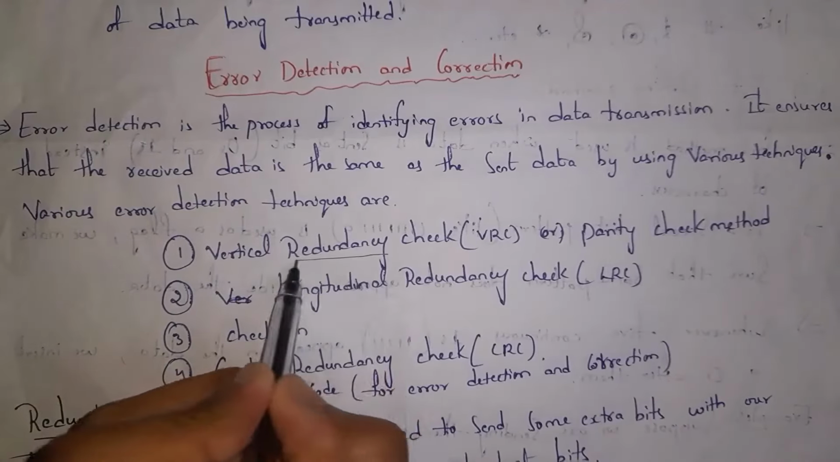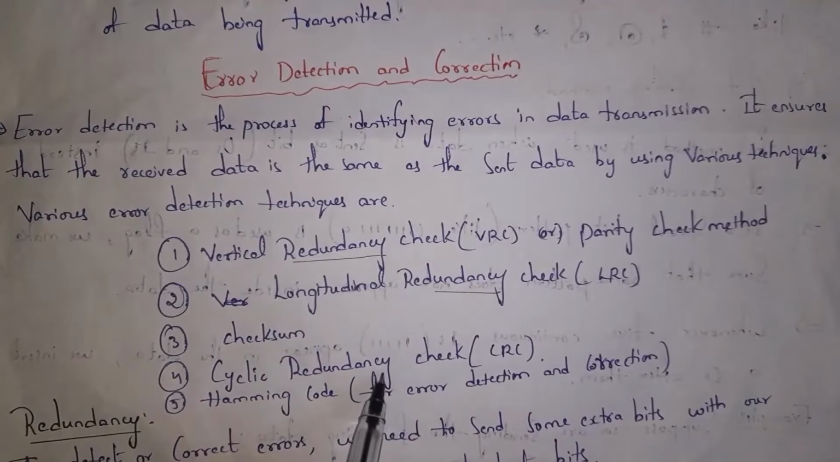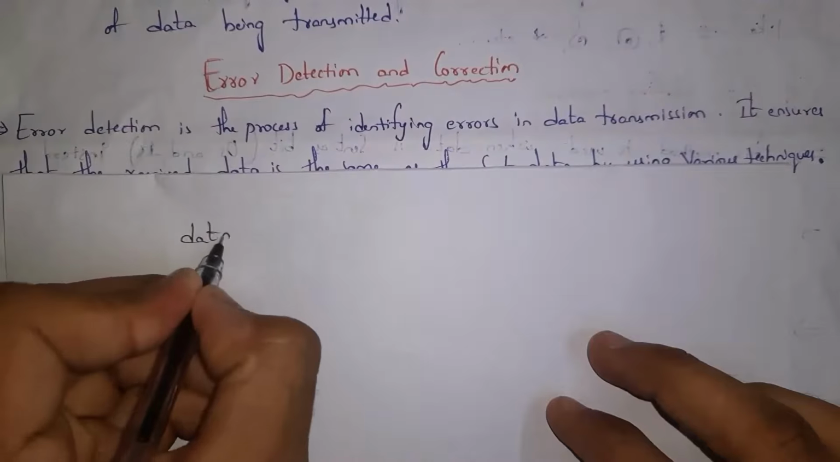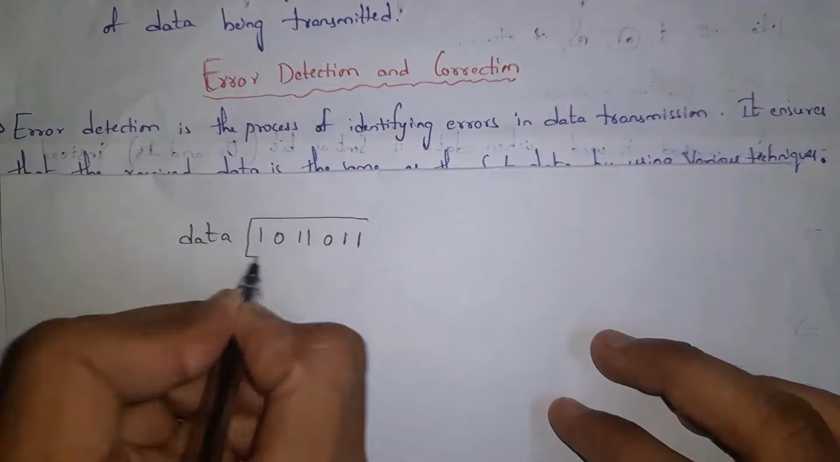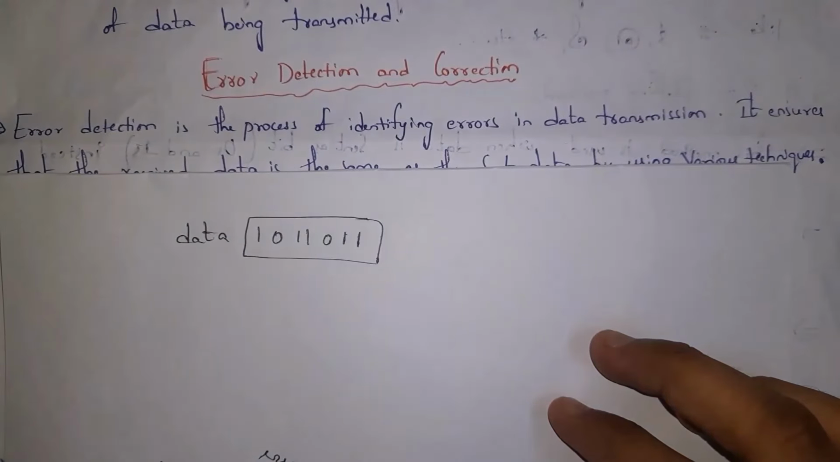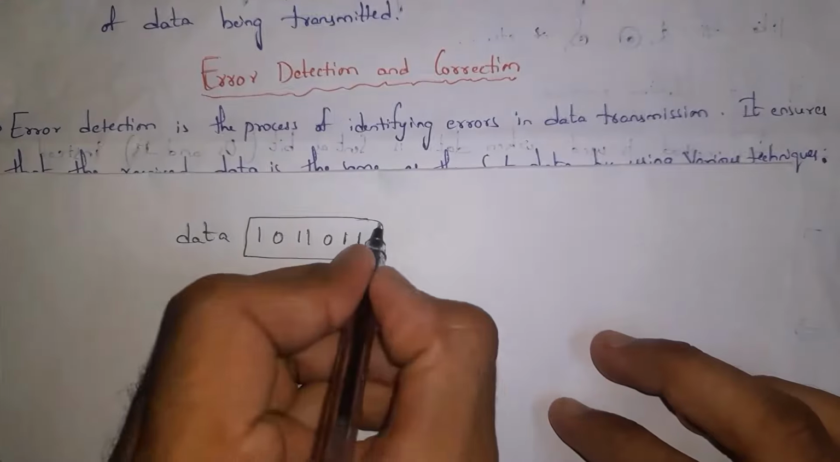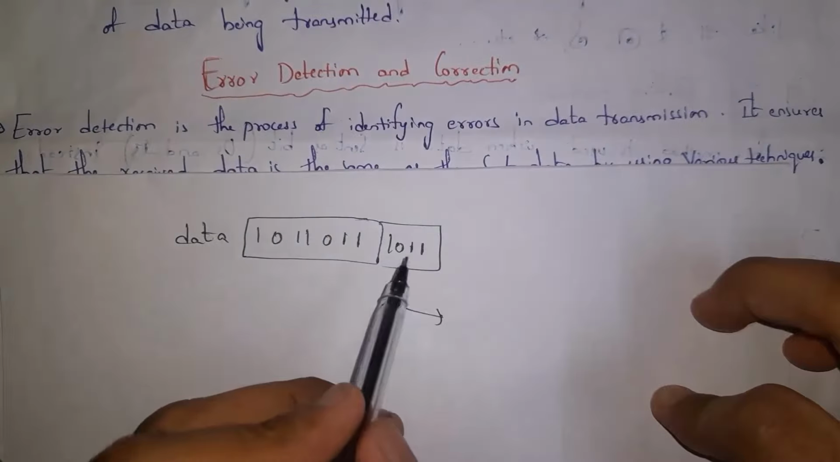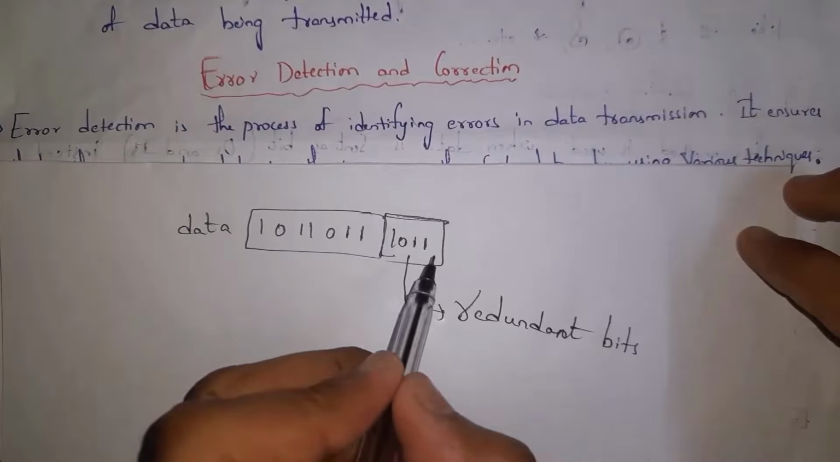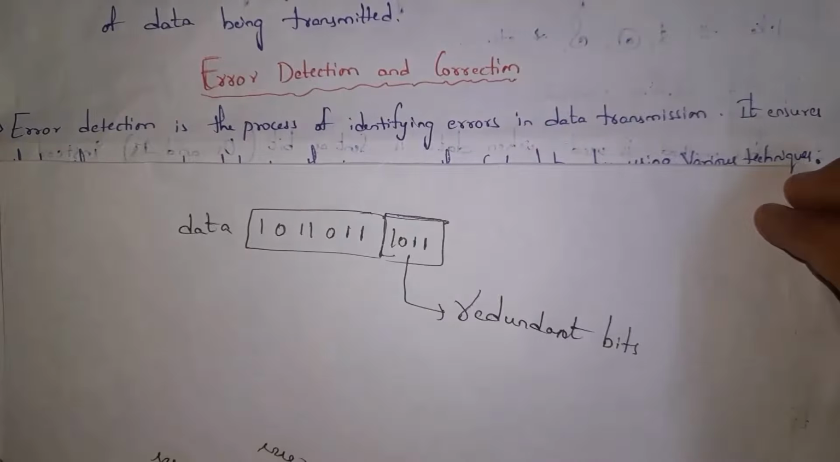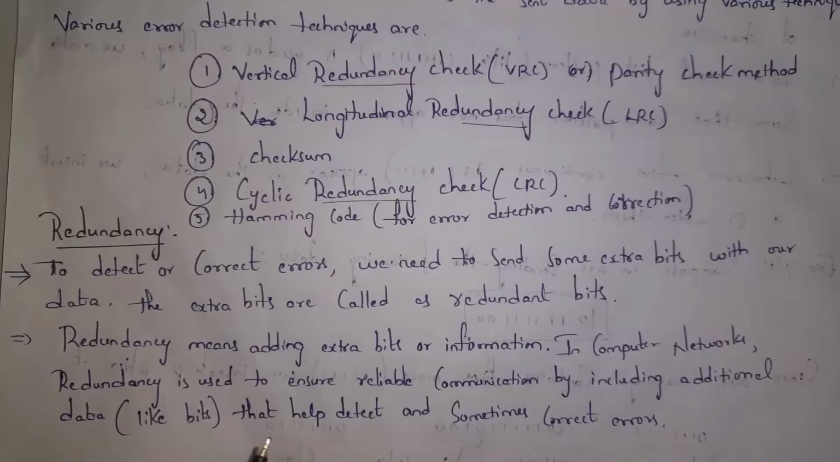Guys, before explaining various methods, at first you need to know what is redundancy. For example, our data is 10111011. This is our data. Along with our data, we'll add some extra bits. Like, for example, I will add 1011. We also call these extra bits as redundant bits. By using these extra bits, we can detect and as well as we can correct errors in data. So redundancy is nothing but adding extra bits to our data. These extra bits are used to detect and as well as correct errors.